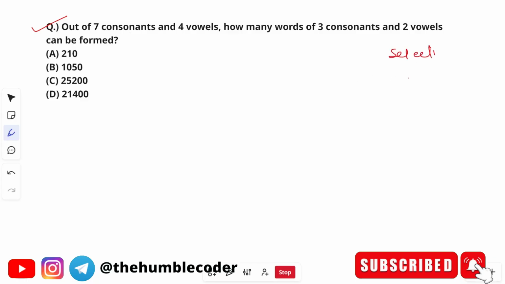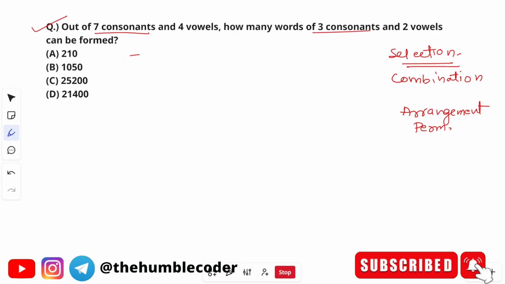Okay, so I already explained you that whenever we have a selection based question, we have to apply combinations logic or formula. And whenever we have an arrangement based question, we have to apply permutation. Okay, so this is clearly a combination based question, so we will apply the combination formula. Let's understand how we will apply. See, out of 7 consonants we have to select 3 consonants, so it can be written in this way. Okay, 7C3 multiplied by, out of 4 vowels we need to select 2 vowels, 4C2.